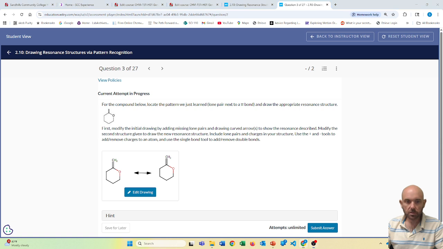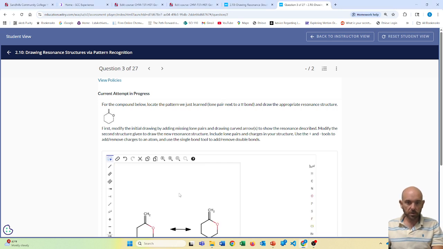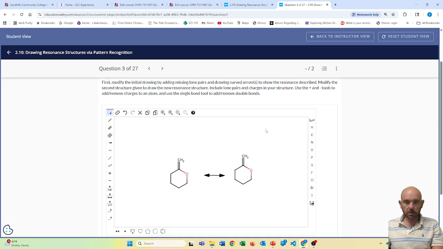So here we have question 3, and it says, for the compound, locate the pattern we just learned. This again is going to be lone pair next to a pi bond. They love the lone pair next to a pi bond. So you'll go in here and click Edit Drawing. Remember the lone pairs on the oxygen. That will probably help get you started.